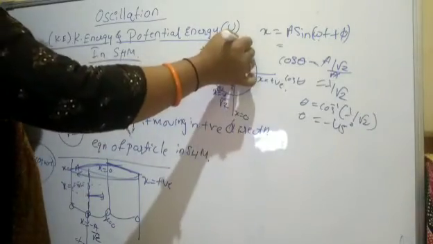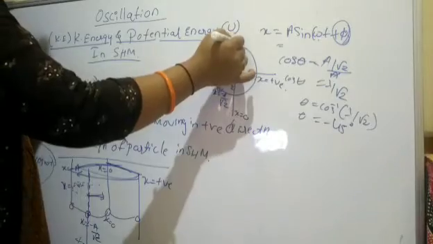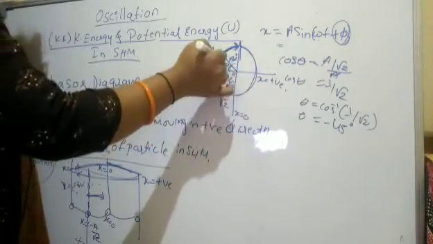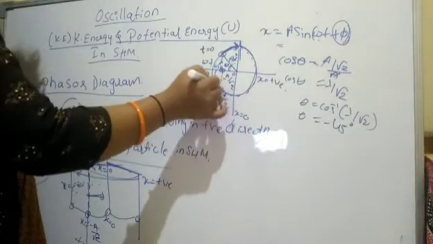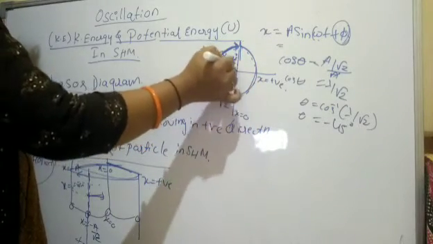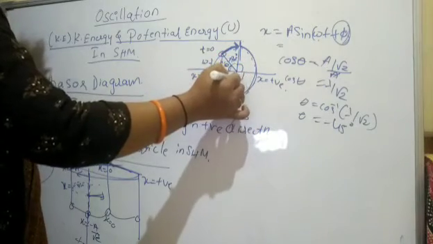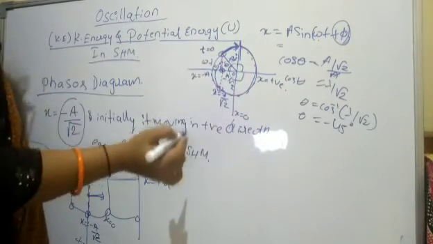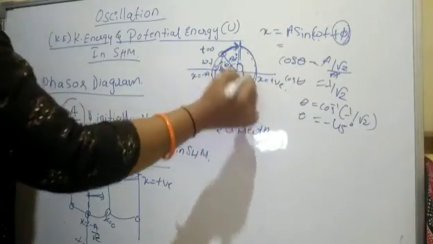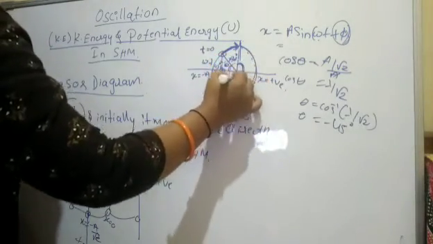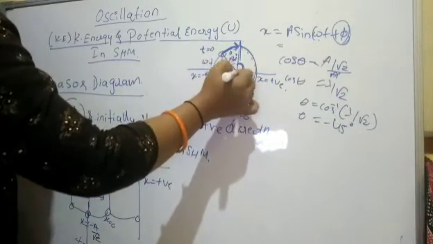Wherever the particle may be, x should be measured from the mean position. Similarly, phase. This part will be the initial phase. So you have to start from here to next. It is moving from here to here. This part is 90, this is 90, this is 90. So this is the complete phase here.